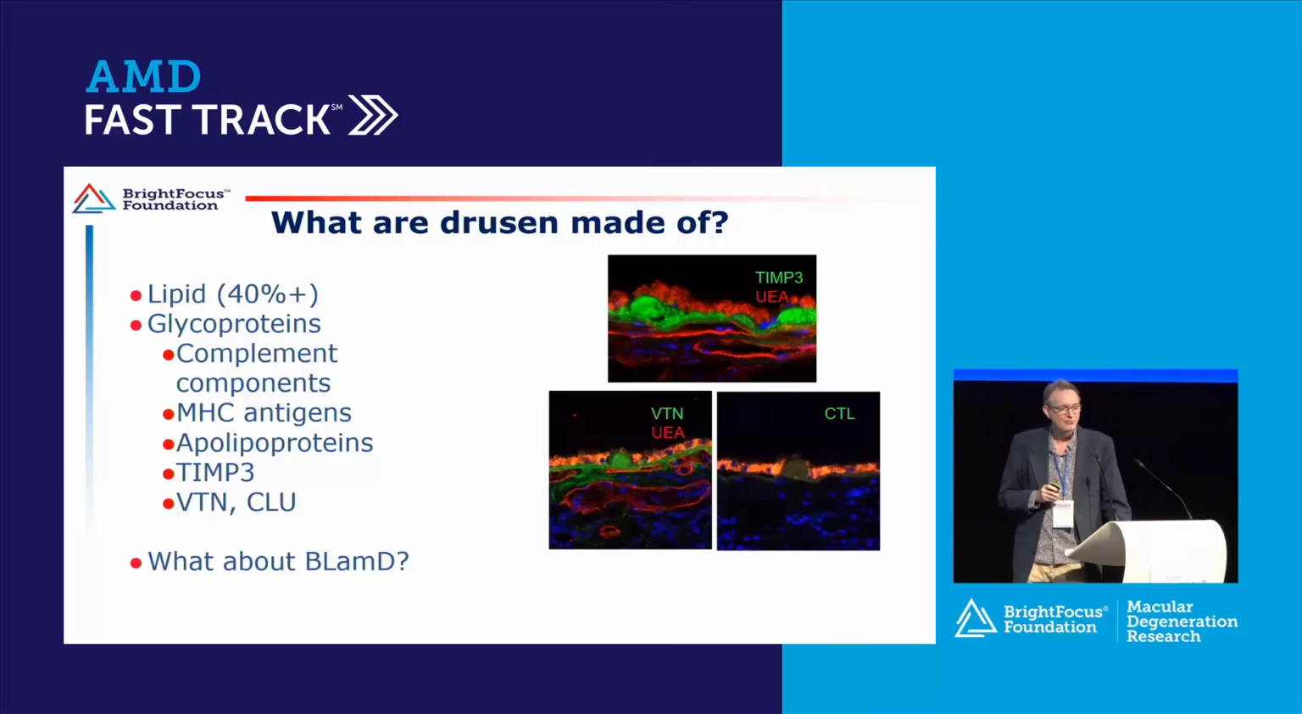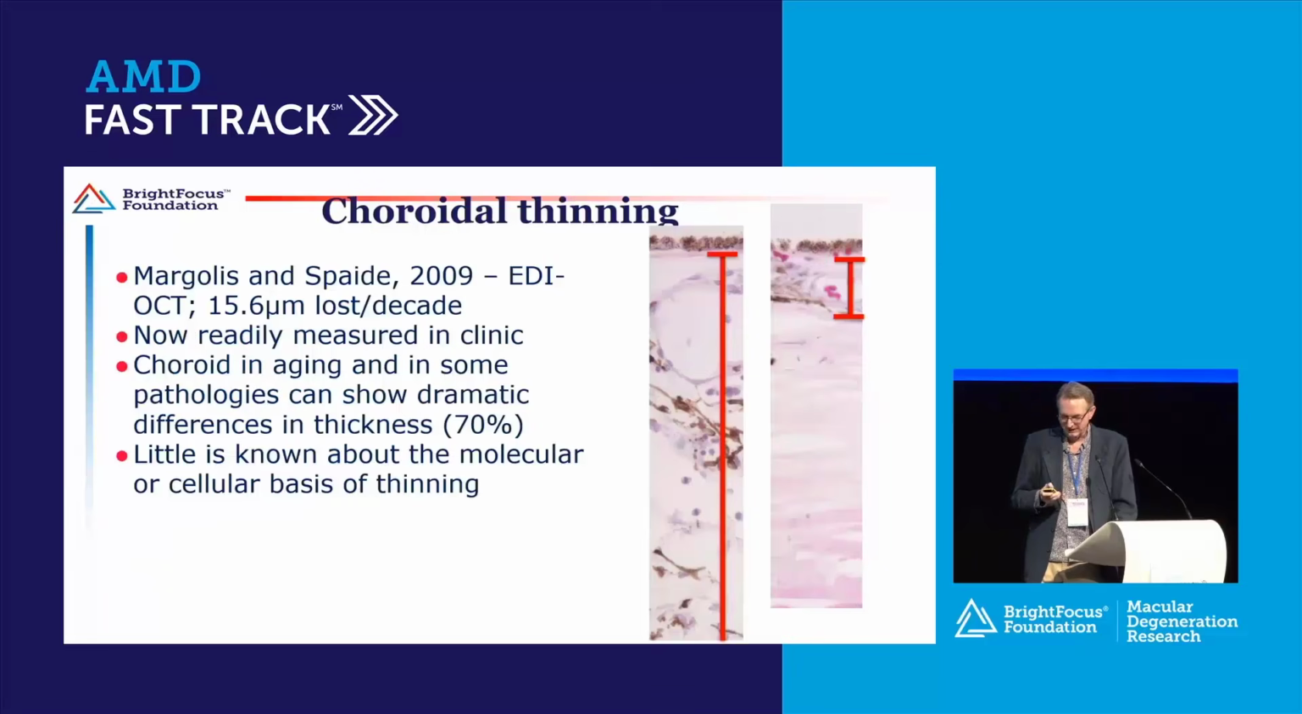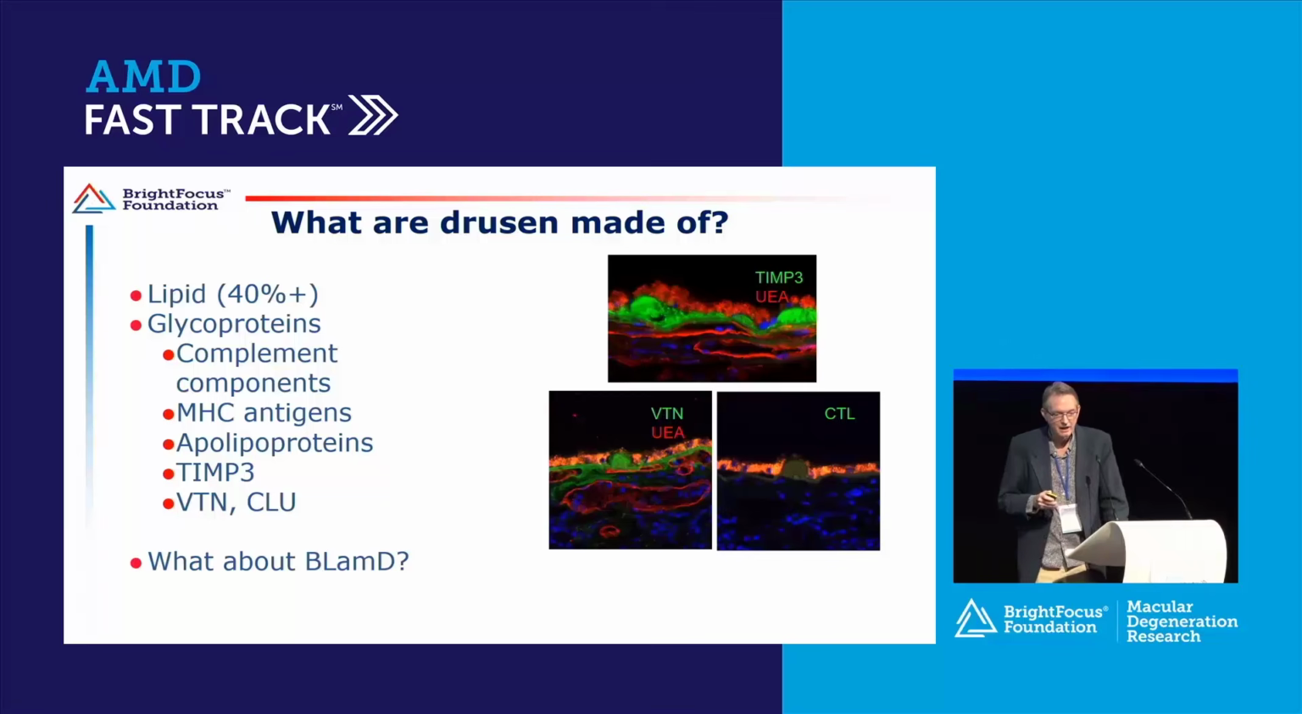So what are drusen composed of? We know that they're about 40% lipid. The remainder is mostly glycoproteins. It includes things like complement components, MHC antigens. There's a lot of TIMP3, ApoE, and some other glycoproteins. The composition of basal laminar deposit is not as well appreciated, and maybe it's collagen 6. It has this sort of railroad track EM appearance of repeating collagens that's similar to what's called long spacing collagen. It's not really clear though what it's made of, even though it's very important. So it's an important area to keep exploring.